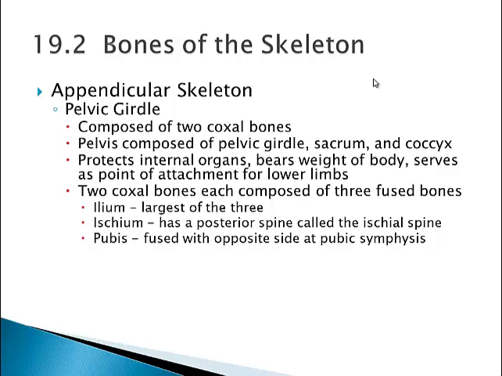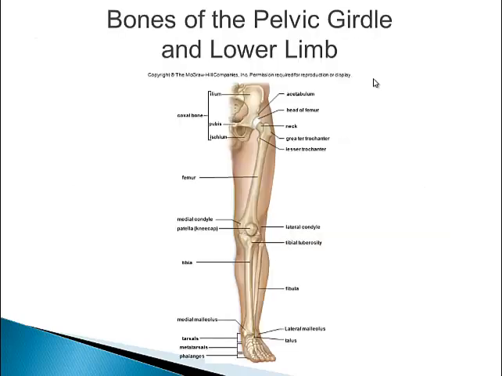Male and female pelvises differ. In females, the ilia are more flared, the pelvic cavity is broader, and the outlet is wider to facilitate childbirth. And here are your bones of the lower limbs.